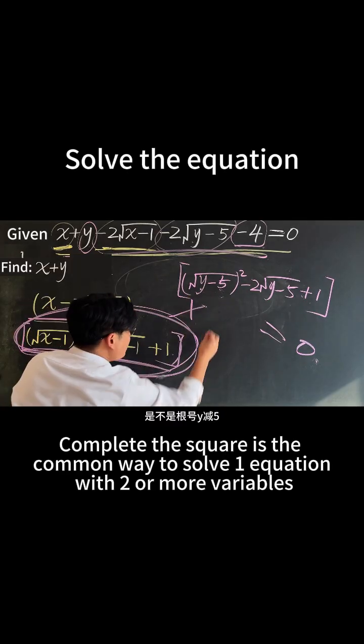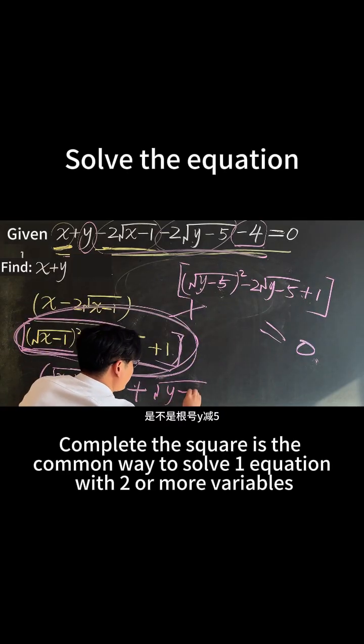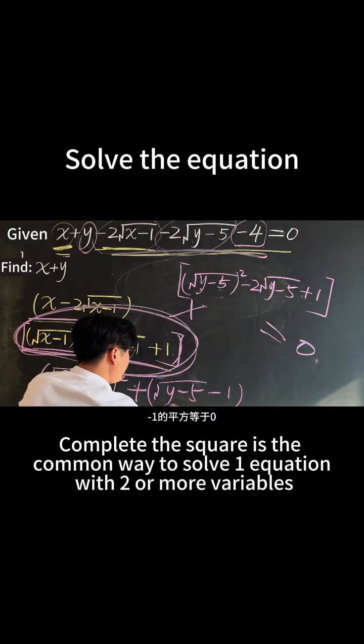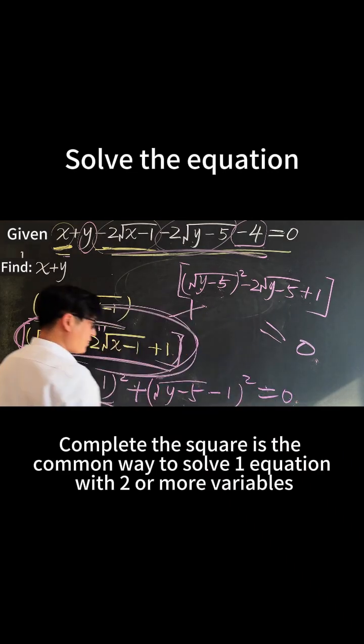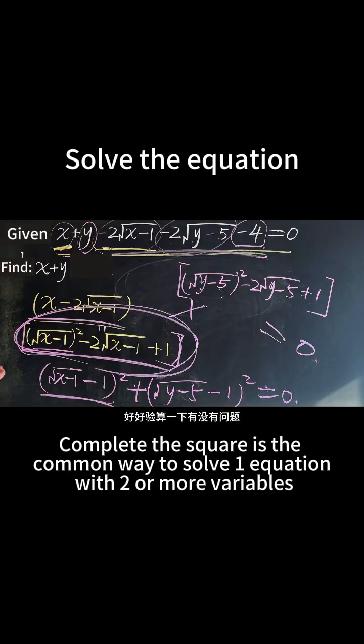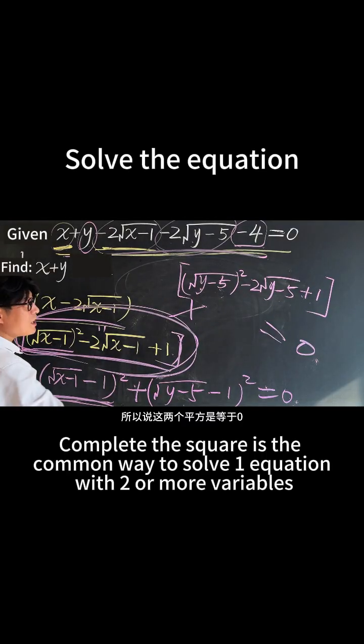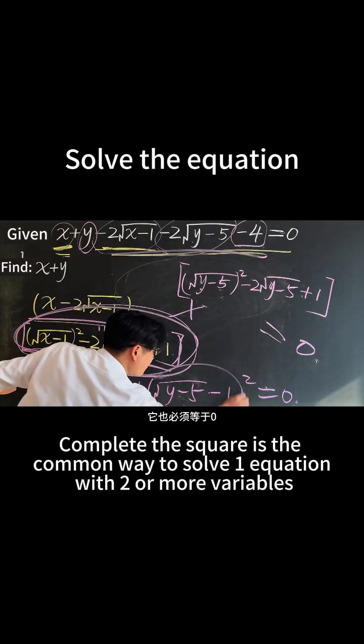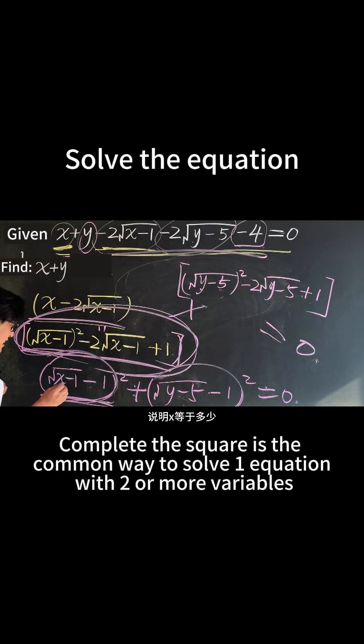And what about this expression? Isn't it the square root of y minus 5 minus 1 squared? Check the main part carefully, right? Go through the conditions and verify if there are any issues. So these two squares add up to 0. If the sum is 0, then each must be 0. If this is 0, what does x have to be? x must be 2, right?